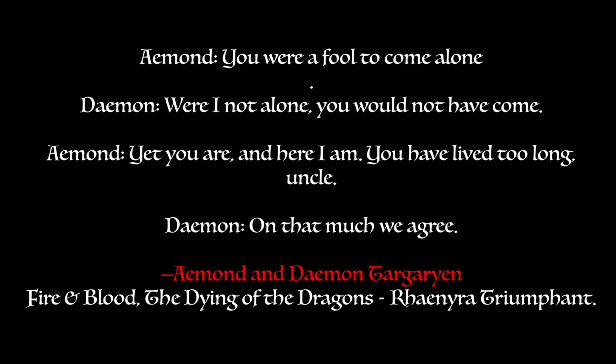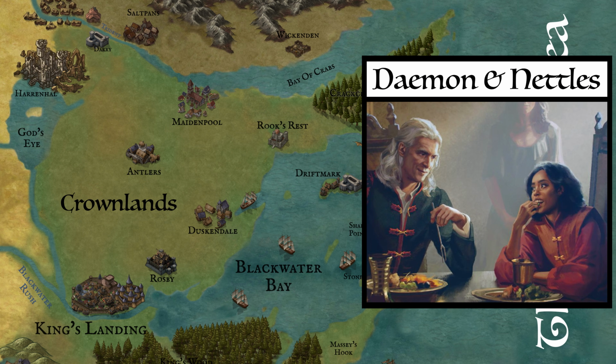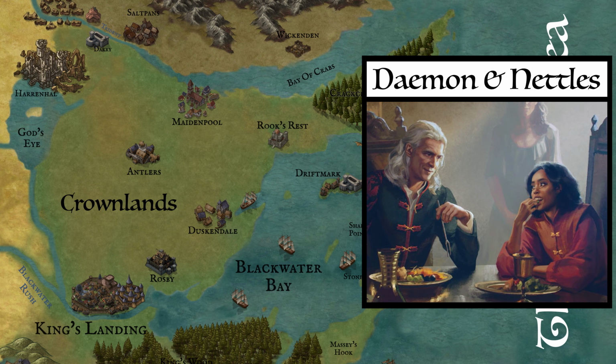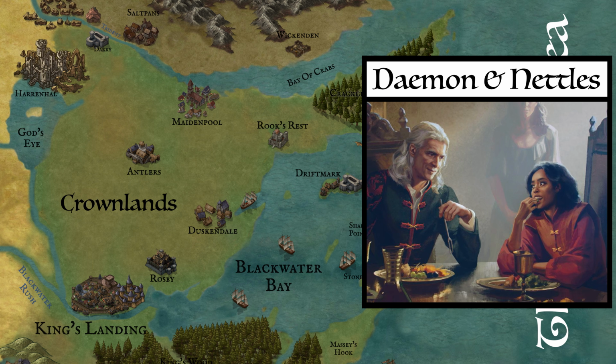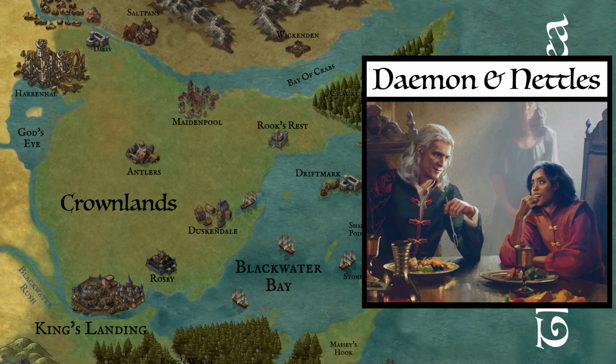Aemon One-Eye and Daemon Targaryen at Harrenhal. Fire and blood, the dying of the dragons. Rhaenyra triumphant. After Criston Cole and Aemon One-Eye had parted ways at Harrenhal, Aemon began a campaign of fire, burning the Riverlands. Daemon Targaryen and the Dragonseed Nettles had been hunting Aemon and Vhagar for weeks, using Maidenpool as their base. However, they were unable to find Aemond.